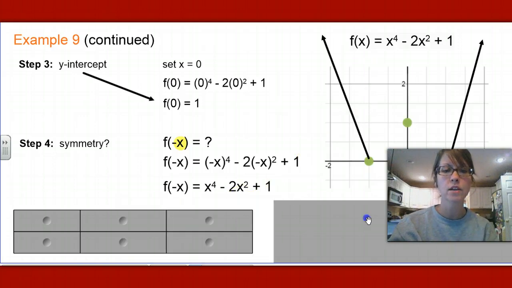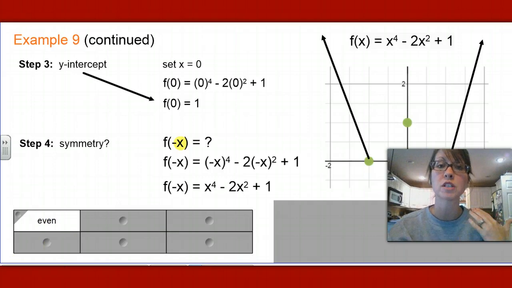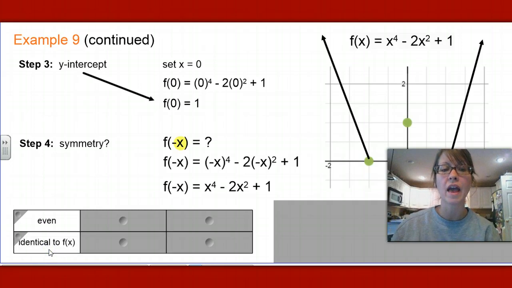Okay, and here are the rules. You'll have an even function, which means y-axis symmetry. I didn't write that down. You should. If your f of -x is identical to f of x, and that's what we have here, we should have some y-axis symmetry that you're seeing.